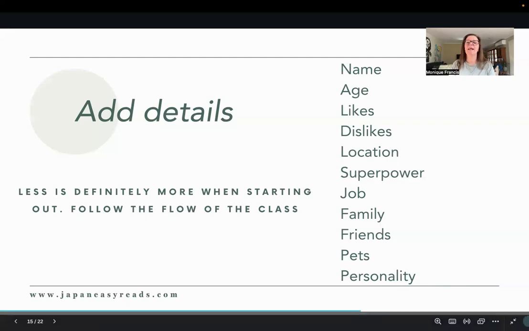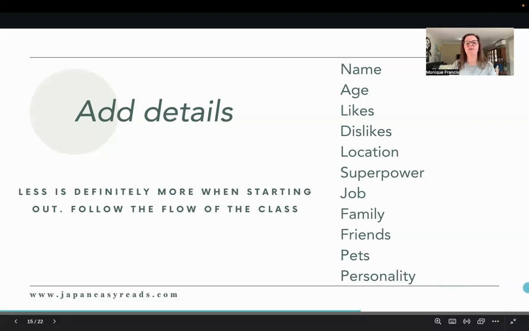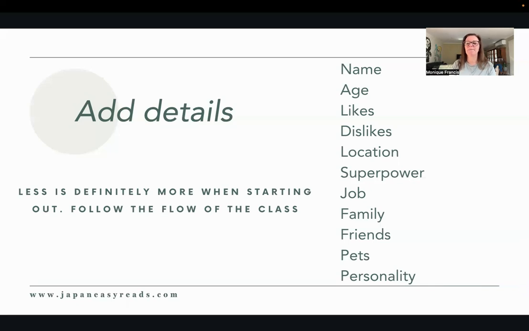So obviously name, age, likes, dislikes, where they are, their location, a superpower if they've got one, their job, family, friends, pets, personality. You can really tailor the details to what you feel you need to cover in class.